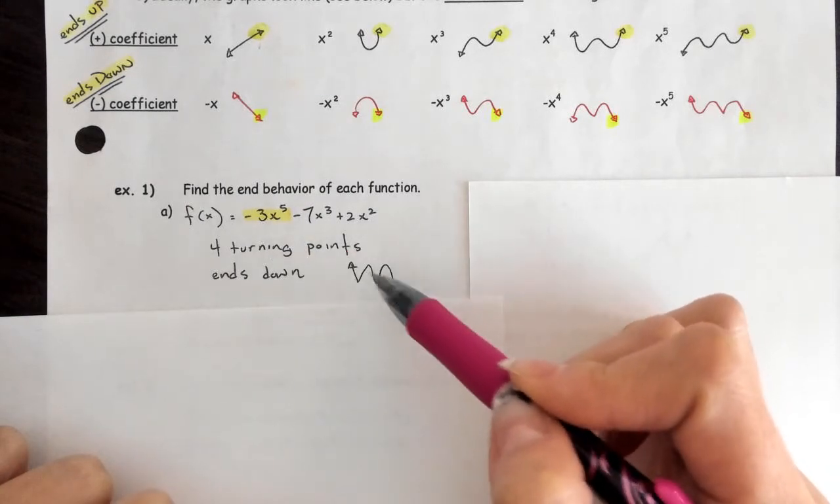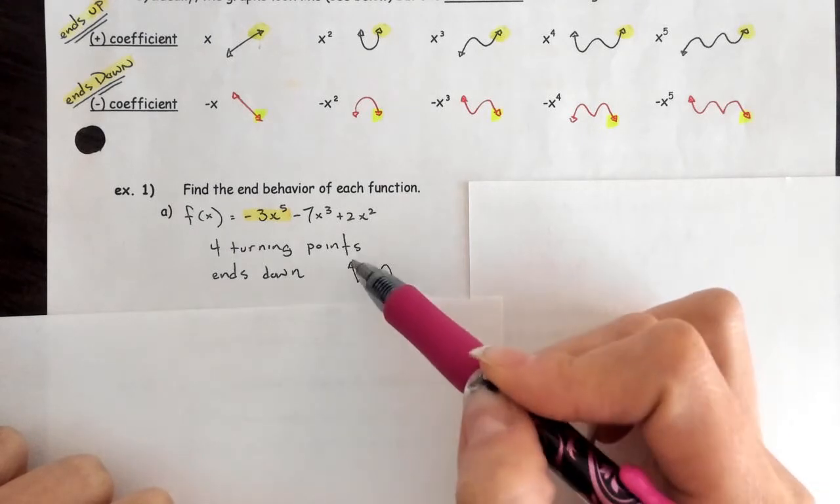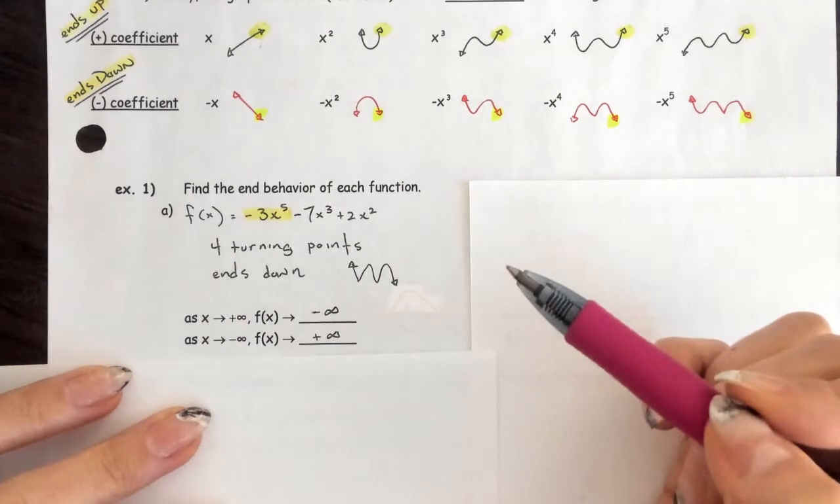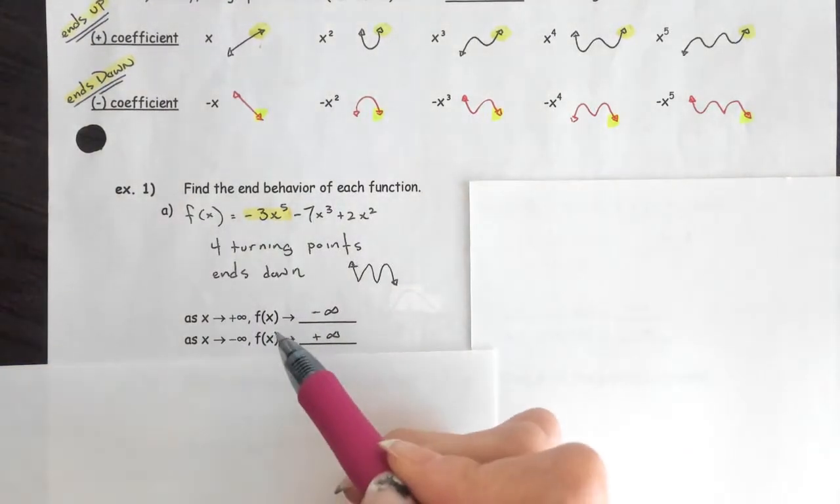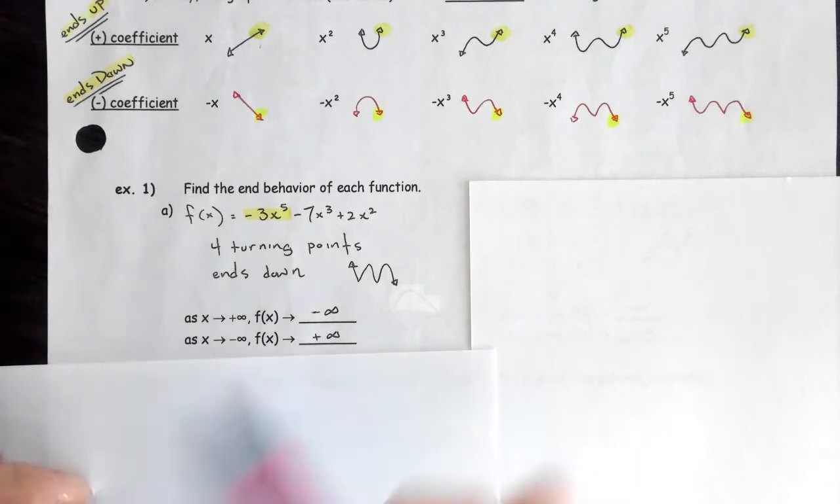I don't know what the middle looks like. I don't know what the y values are. I don't know what the x values are. But I know that the beginning looks like that and the end looks like that. So then we're going to start filling in limits. So these are called limits, but we haven't talked about limits yet. I don't remember. So maybe we have actually.